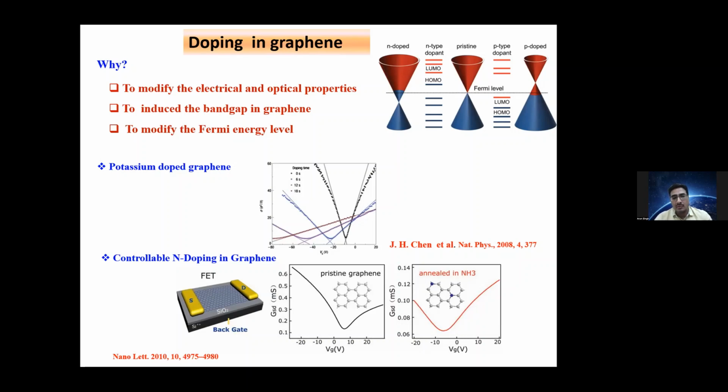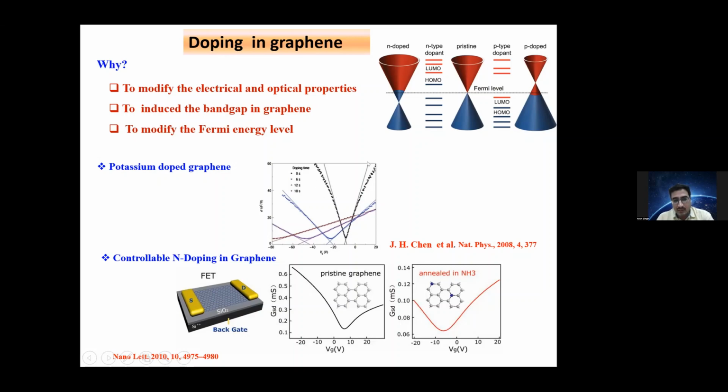When we require a high Fermi level or low Fermi level, accordingly we can tune the Fermi level of the graphene just by doping. People have already worked a lot in the area of doping in graphene. I have given some examples here. We can see the doping of graphene with potassium.